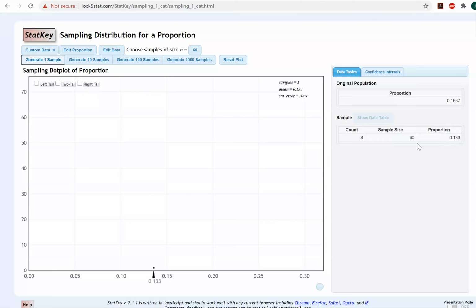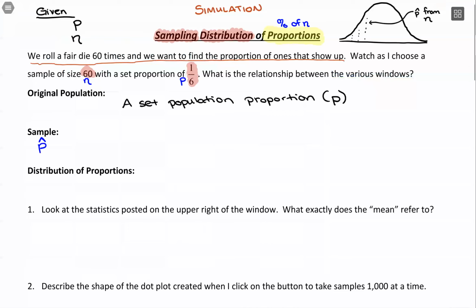So this window here for sample is just sample data, in this case from rolling a die 60 times, counting how many times it saw a 1, with the idea of expecting that population proportion but allowing for random variability, which gave us this value for p hat right here. So in that sample window, it simulates a sample of size n.